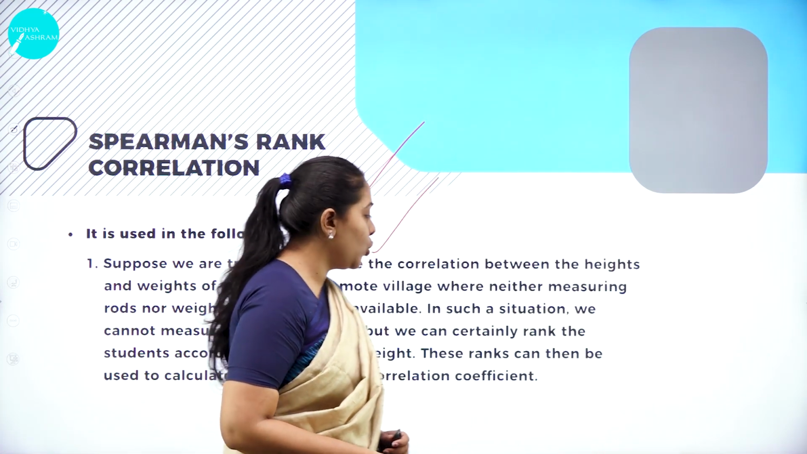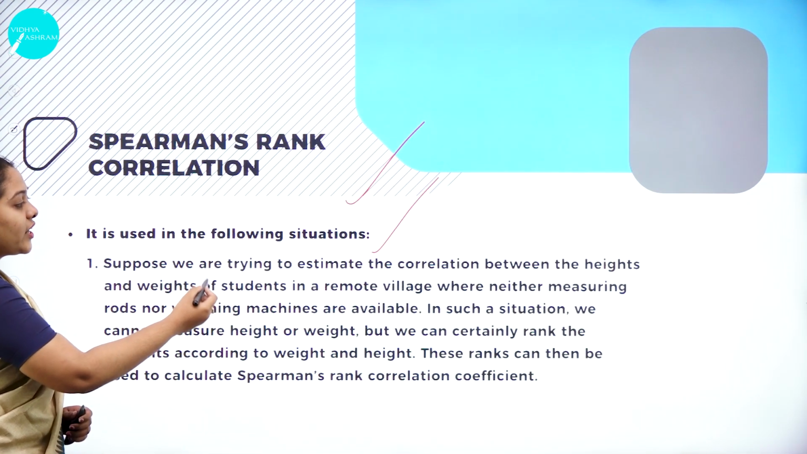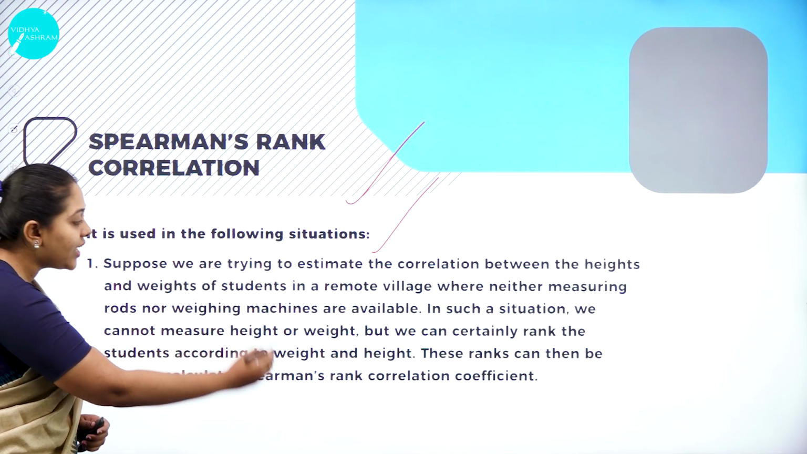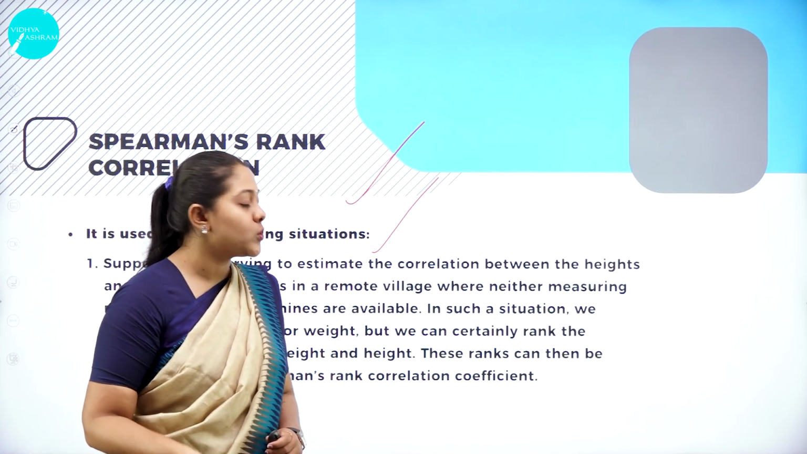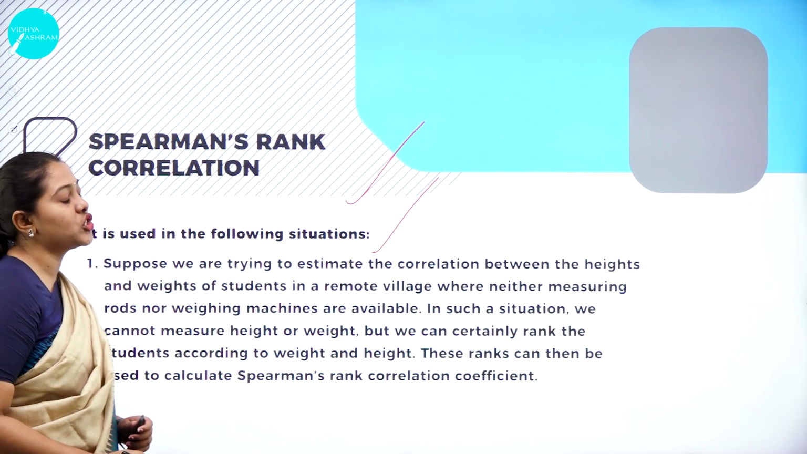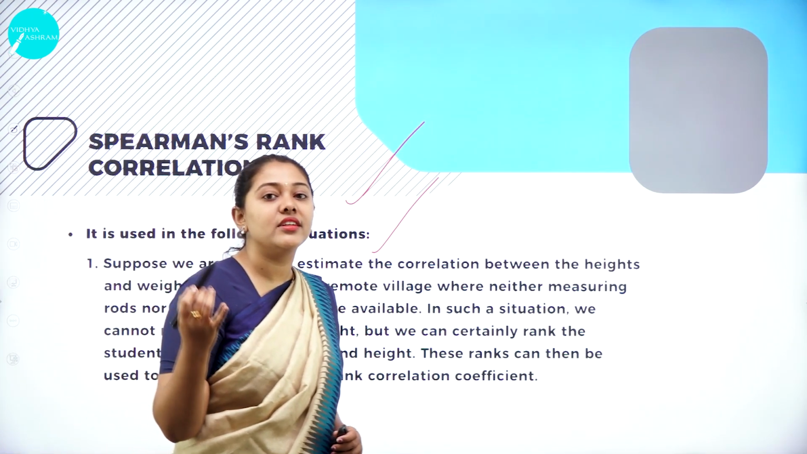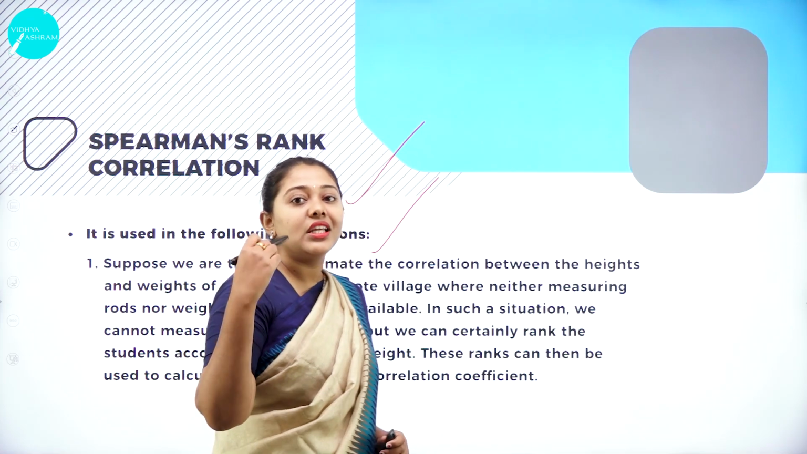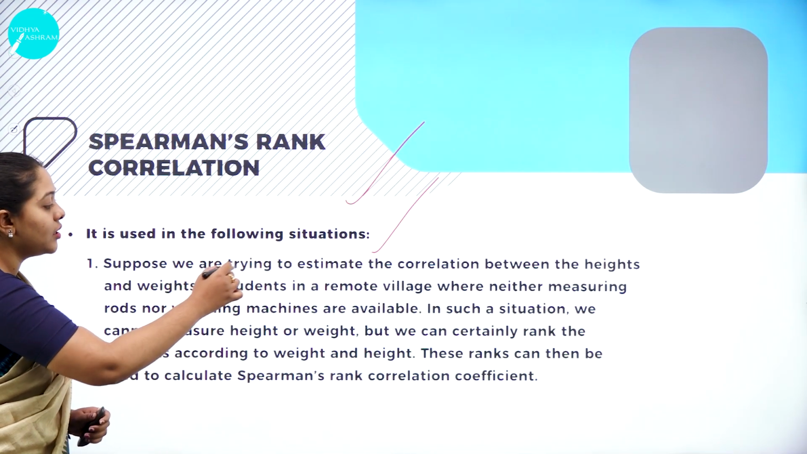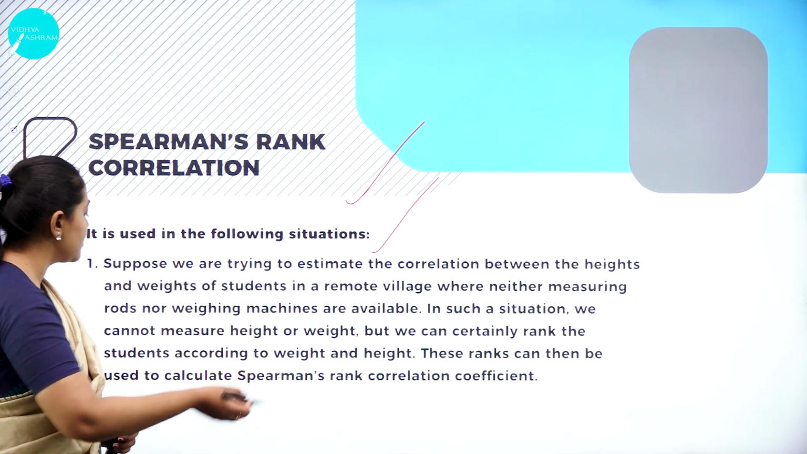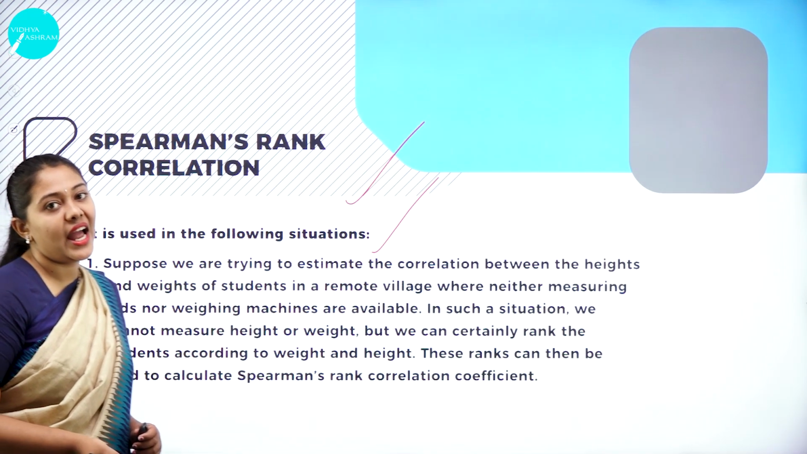Suppose we are trying to estimate the correlation between the height and weight of students in a remote village where neither measuring rods nor weighing machines are available. So if you want to get the data in a rural place, neither the measuring rod nor the weighing machine is available. In such a situation, we cannot measure the heights and weight.